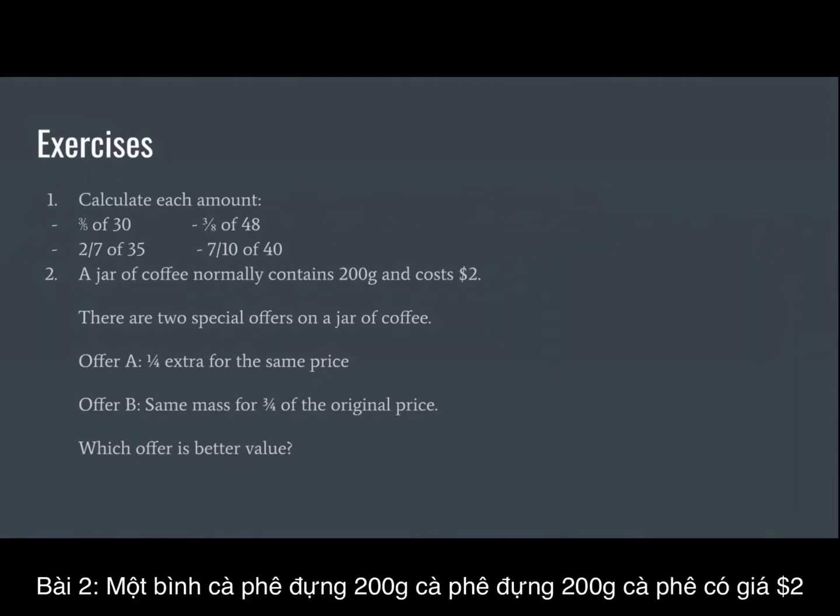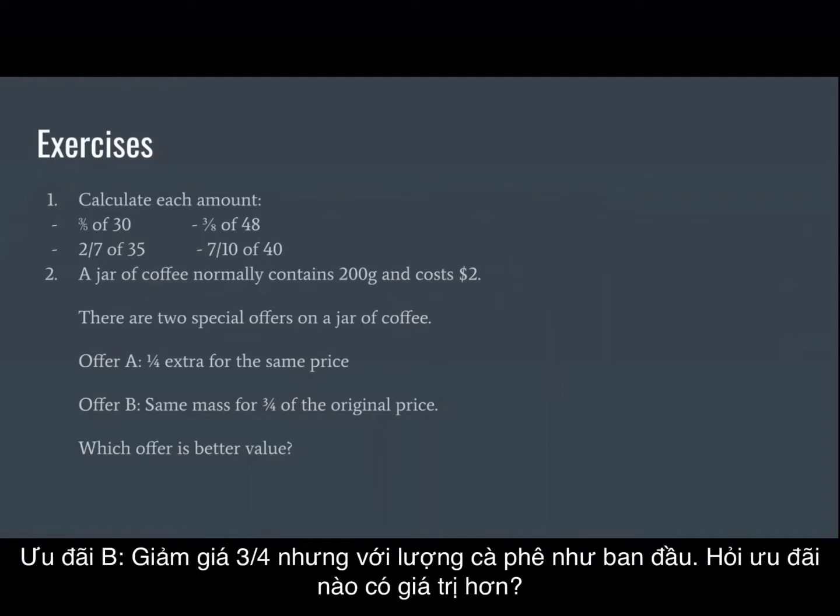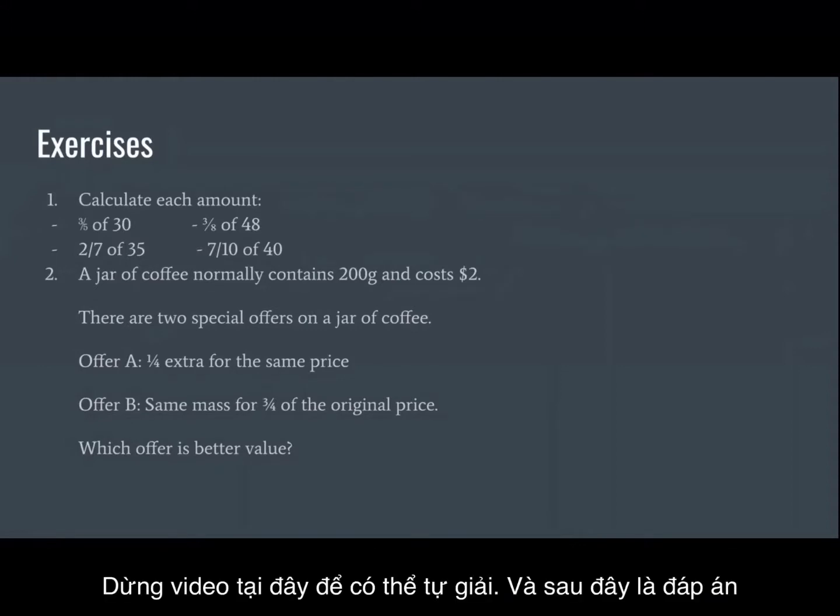Exercise 2. A jar of coffee normally contains 200 grams and costs $2. There are two special offers on the jar of coffee. Offer A, a quarter extra for the same price. Offer B, same mass for 3 over 4 of original price. Which offer is better value? So pause here if you want to do it by yourself.